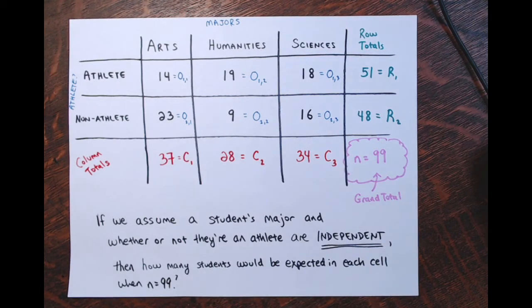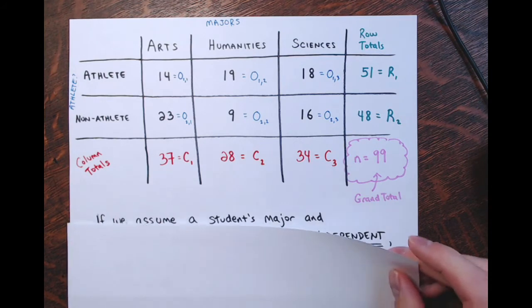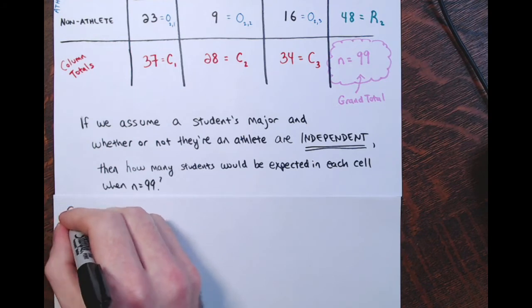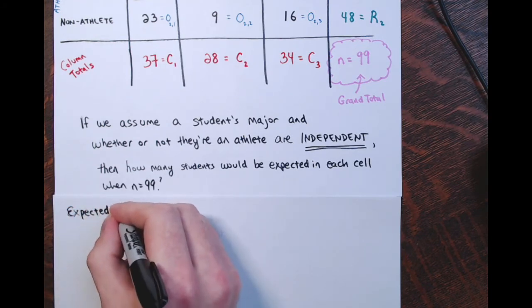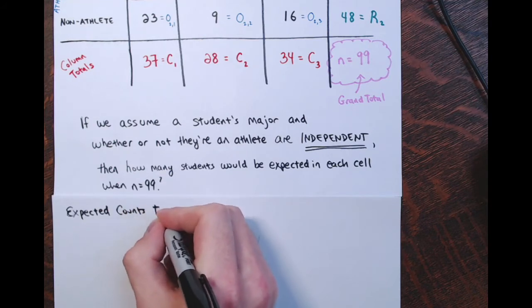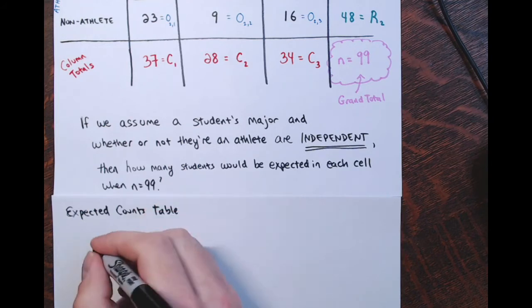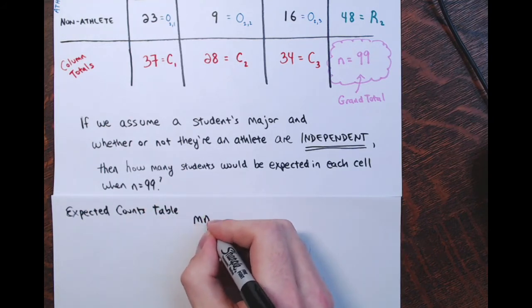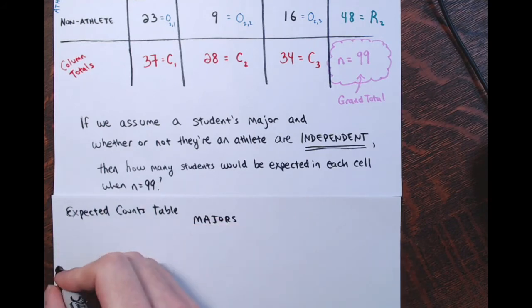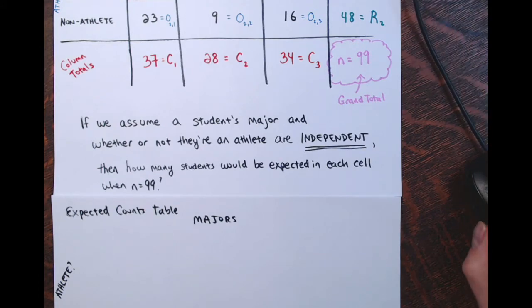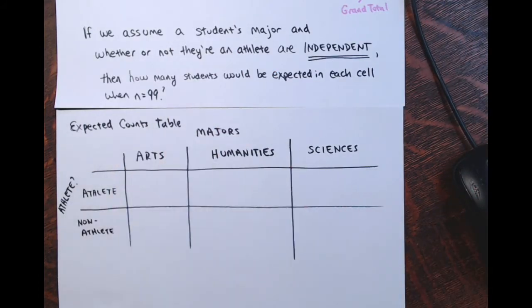So again, I'm doing this 6 times, and I'll pull a calculator up for this. So here's my expected counts table. So we had again the majors, and then whether or not the student was an athlete. And I'll just come back when I'm done making this table. Alright, so I just filled in all the lines here.